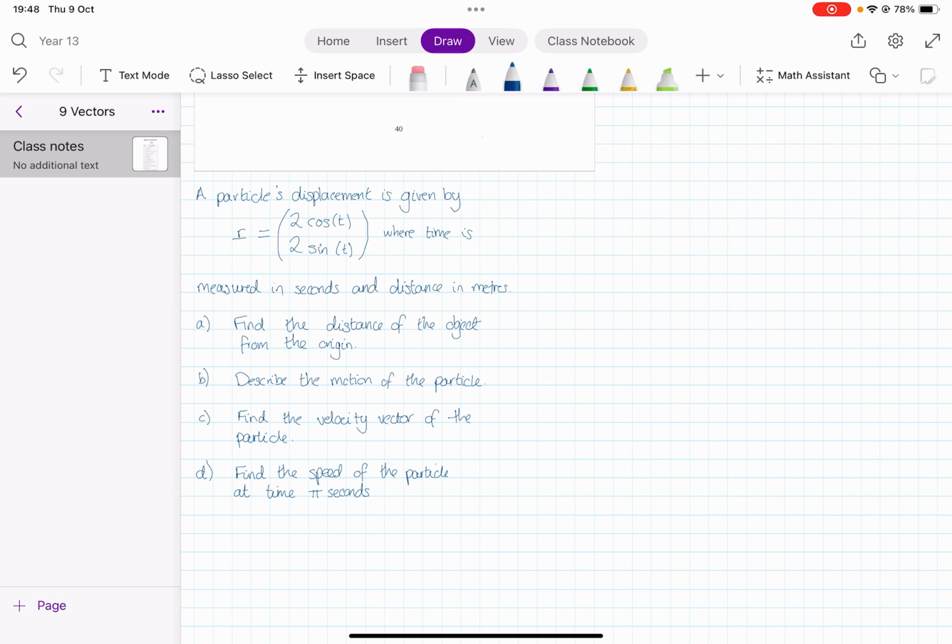Hello Year 13s, I'm not in class today, so I'm going to make you a little video to help with today's lesson. Today we're going to look at a couple of cases with our velocity vectors. We're going to have things that have trigonometric functions in, and another situation where we have exponential functions.